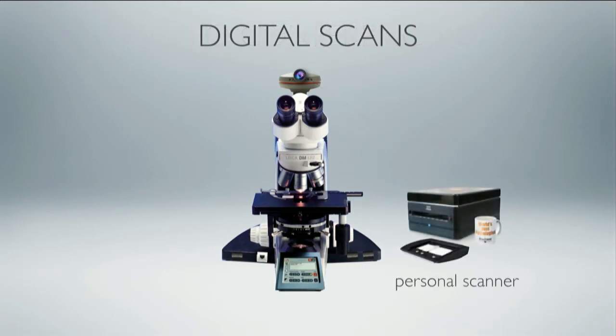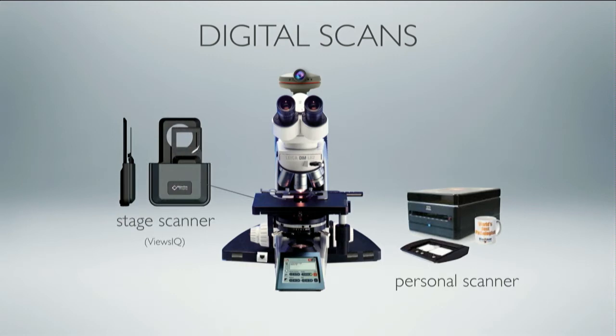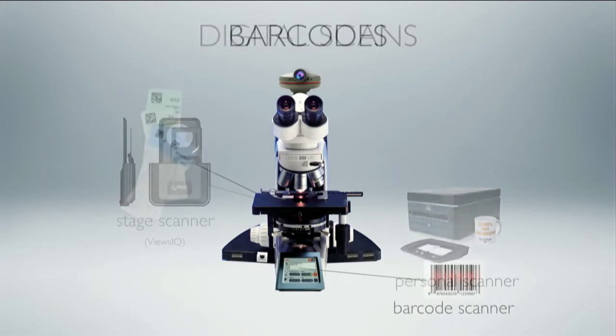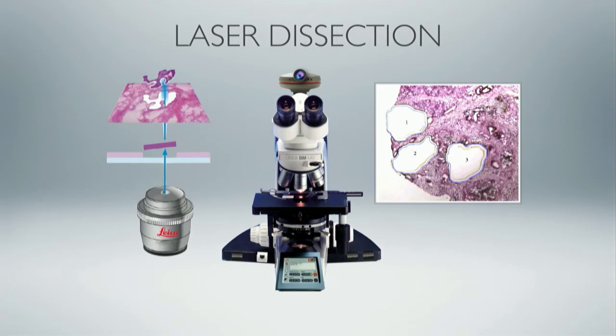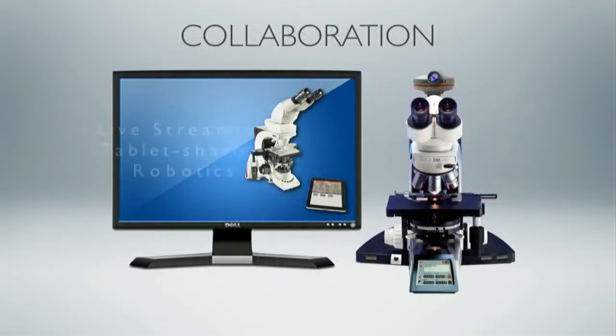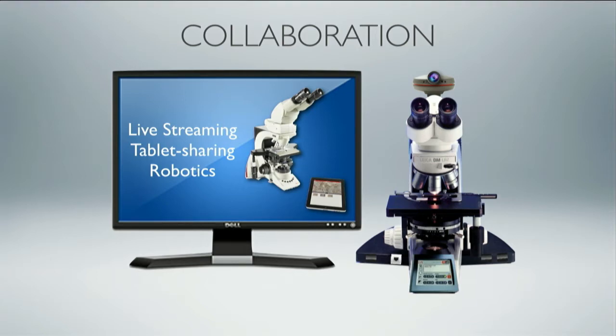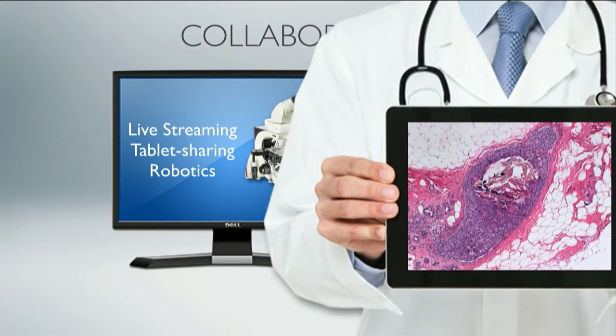You could have a personal scanner next to your scope, do whole slide imaging, and there are companies that sell replacements for your stage that do the scanning for you. Many of our slides are already barcoded, and you could have a built-in barcode scanner on the bottom of your scope, all integrated into one device. Taking the next step, you could have laser dissection of the areas of interest for possible molecular and other studies. And all of it would result in live streaming and tablet sharing and integration of robotics into a collaborative environment where the information is sent to colleagues or clinicians as appropriate.